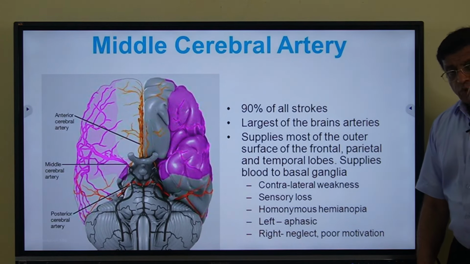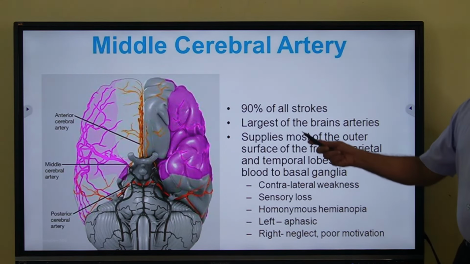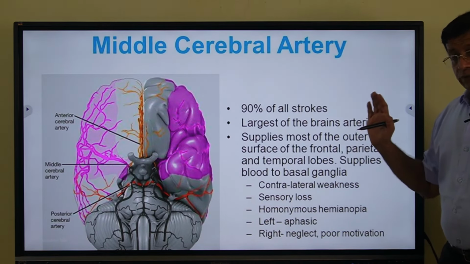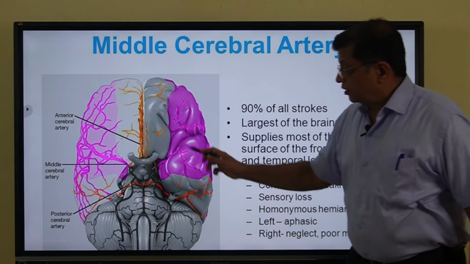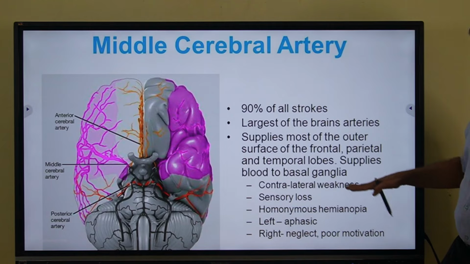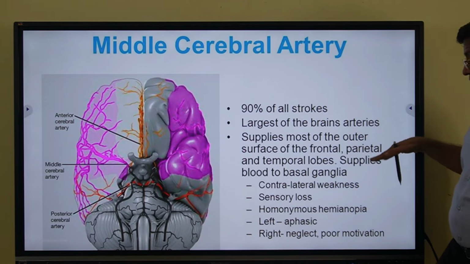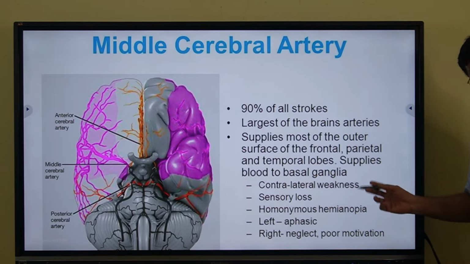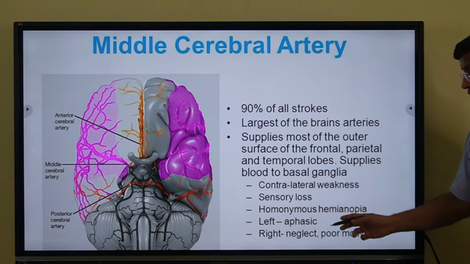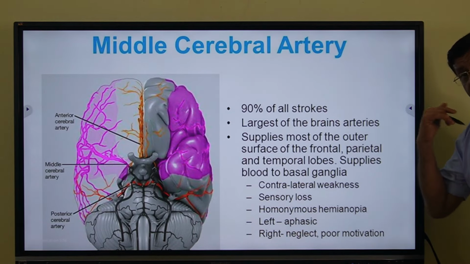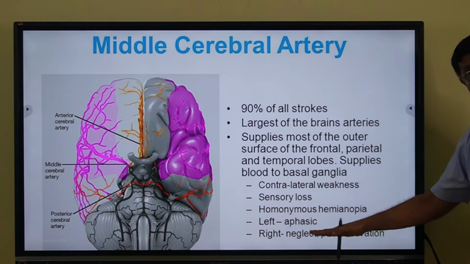Now we will consider a few syndromes which are more common. The most common is the middle cerebral artery syndrome. 90% of all the strokes involve the middle cerebral artery. So the middle cerebral artery supplies most of the outer surface of the frontal, parietal and temporal lobes, and in the depth it supplies the basal ganglia as well. So the patient will have contralateral weakness, sensory loss, again contralateral, homonymous hemianopia. If the left hemisphere is involved, the patient will have aphasia, while if the right hemisphere is involved, the patient will have hemineglect.